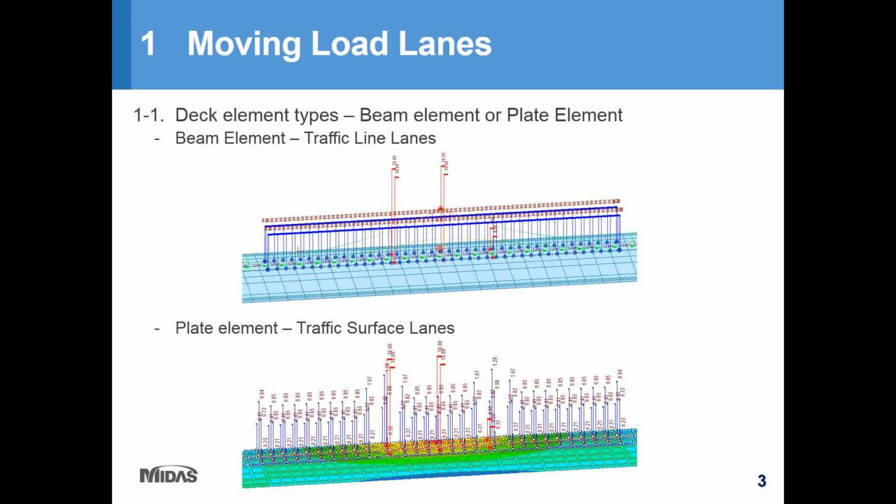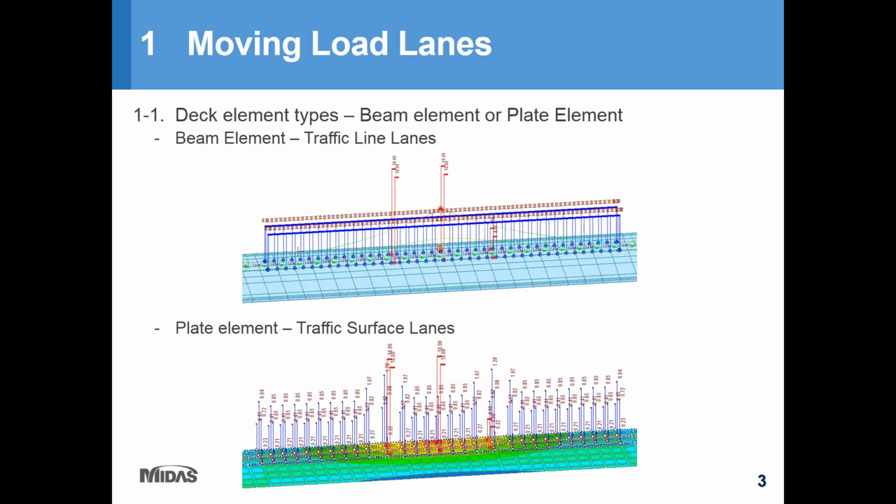In MIDAS Civil, moving load lanes can be applied to girder or deck elements, but to replicate the load distribution behavior in the most realistic approach, it is recommended to apply load directly to deck elements. Mostly beam elements and plate elements are used for deck elements. So we have two different types of moving load lanes. Depending on the deck element type, the applicable load lane types are different.